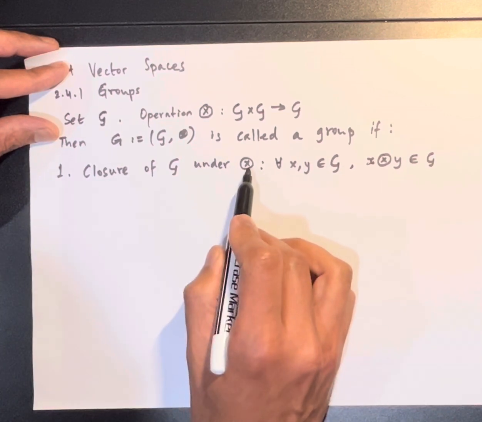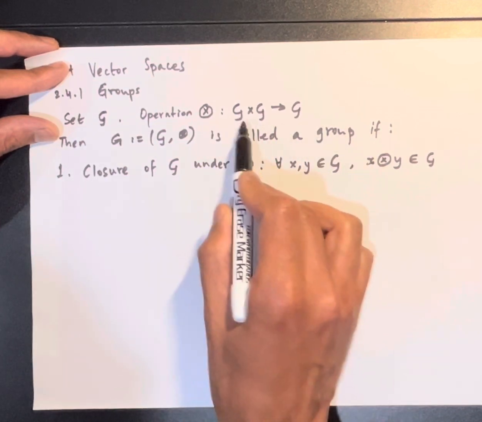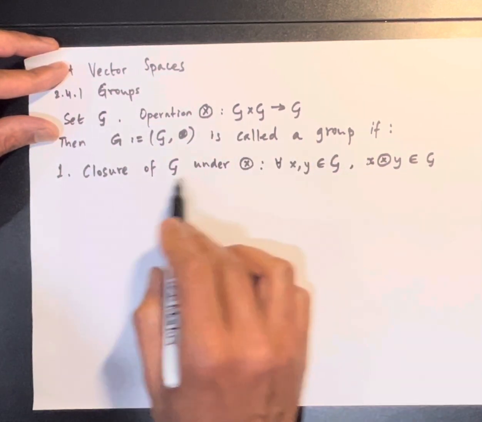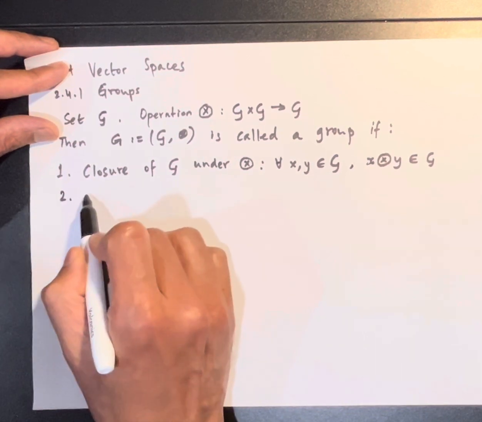So this is the first condition, closure of G under this operation. Actually that's a little bit surprising because here they have defined this operation itself as something that maps it to G. This looks redundant to me, but it's listed here, but it's okay. Second one is associativity.